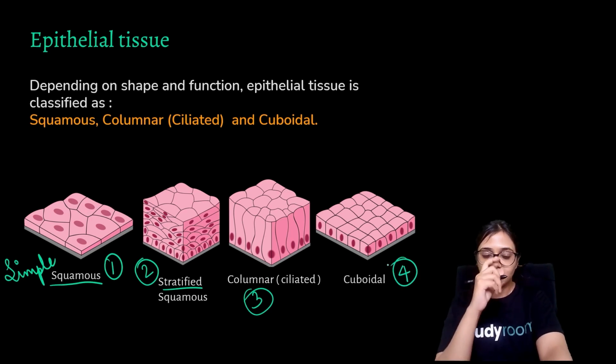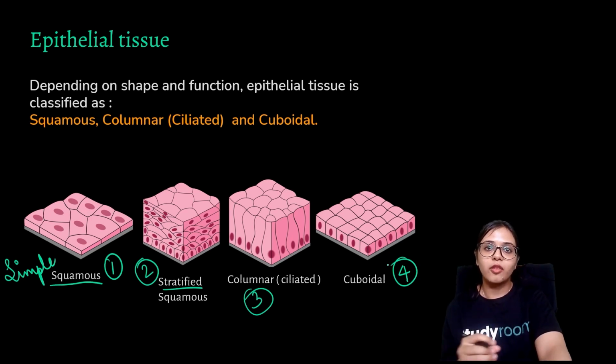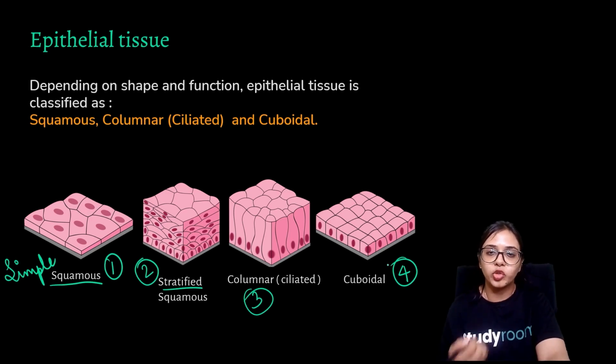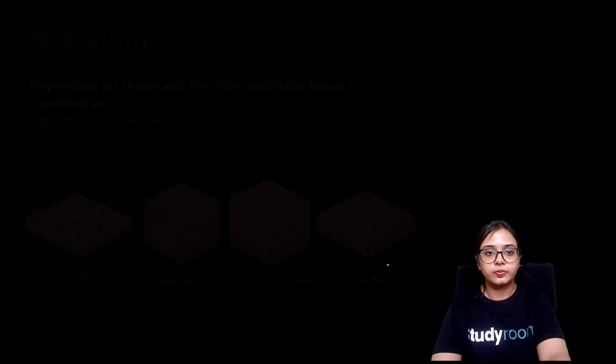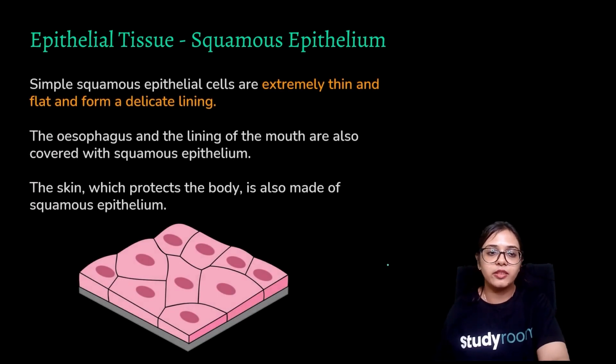So these types of tissues are formed at the surface, forming a protective barrier, or they divide distinct body systems. Depending upon where they are located, what function they have, and what shape they have, we have four kinds of epithelial tissue. Let's have a look at the squamous epithelium first.